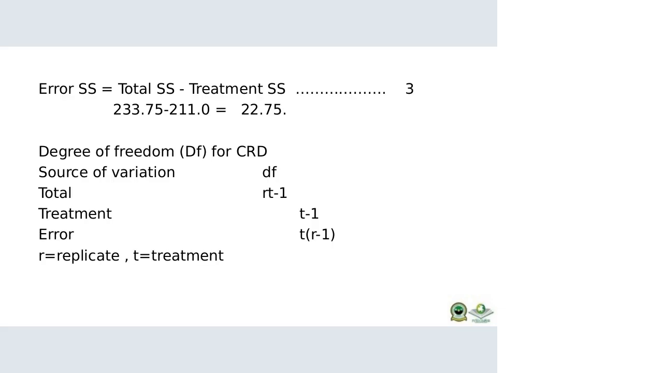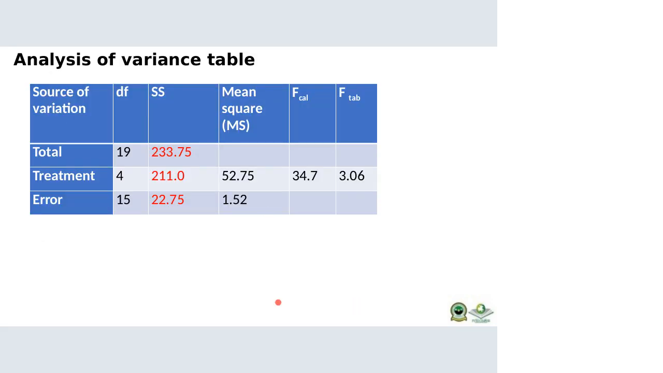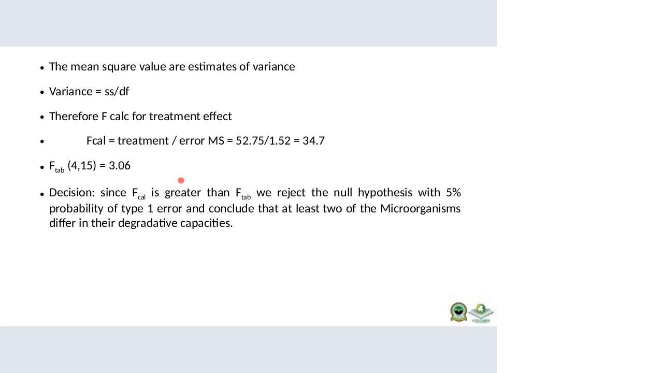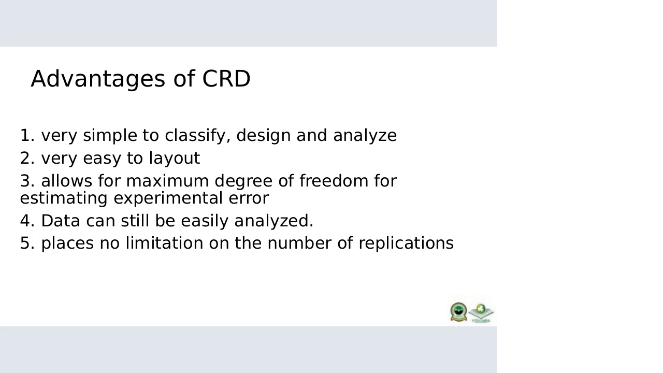But there is something we must note. Assuming we were deciding on the null hypothesis, which means all of them are equal, we would not do any further operation. But since we said at least 2 of the microorganisms differ in their degradative capacities, we have to go the extra mile to know the microorganisms that actually differ. Okay, so let's make progress in our study.